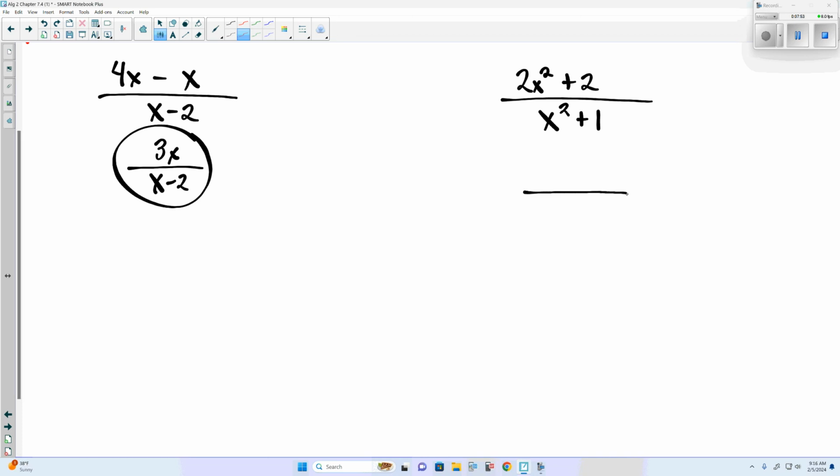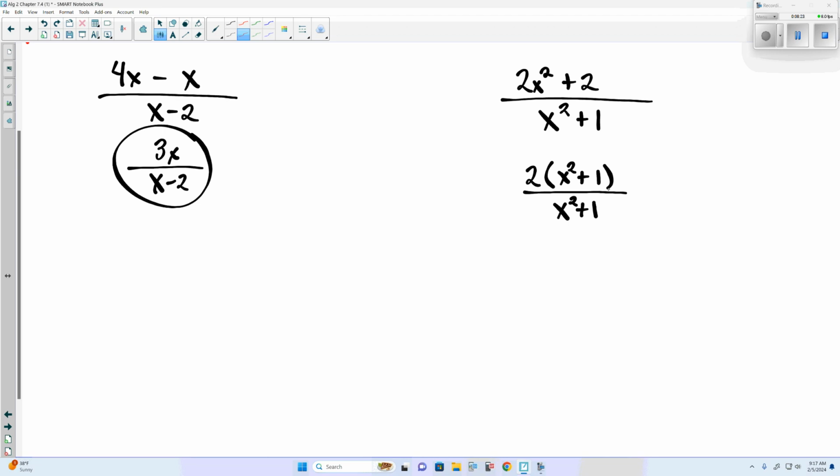Do they have something in common? They both have a greatest common factor of 2. Since they have a greatest common factor of 2, we can factor it out. If I factor the 2 away from 2x squared, we're left with x squared plus 1, because we're really dividing both terms by 2. 2x squared divided by 2 is x squared, and 2 divided by 2 is 1.